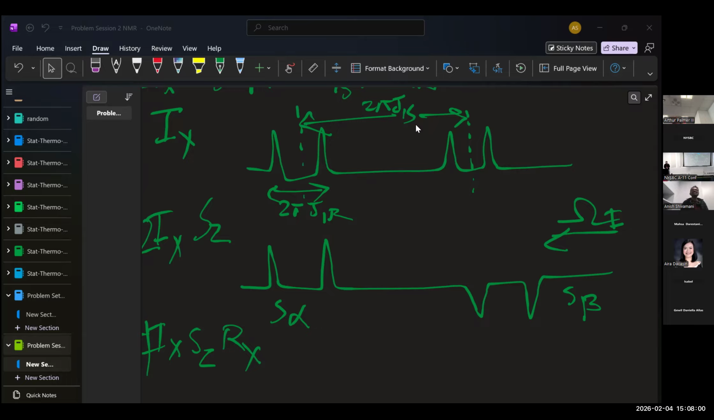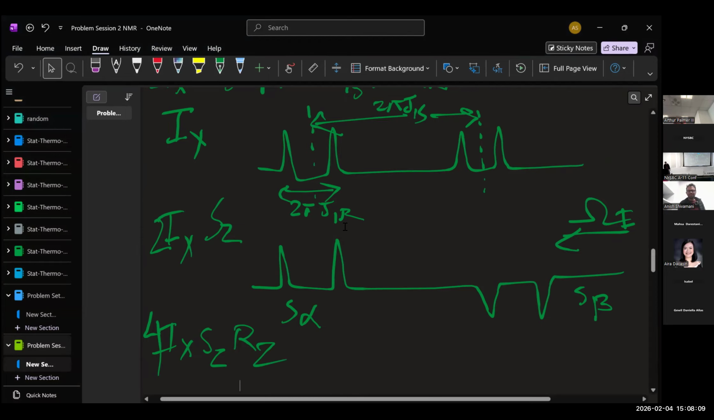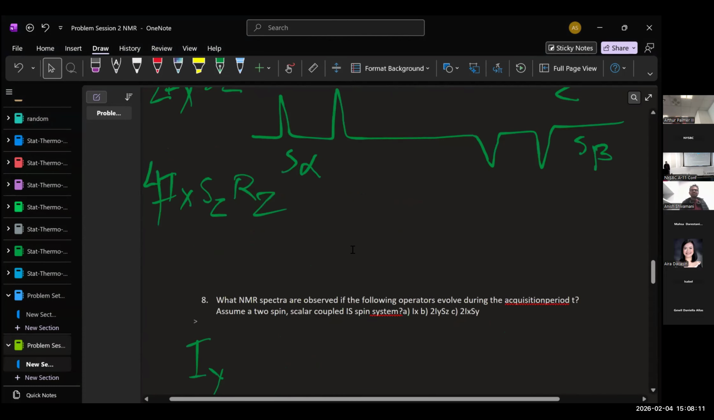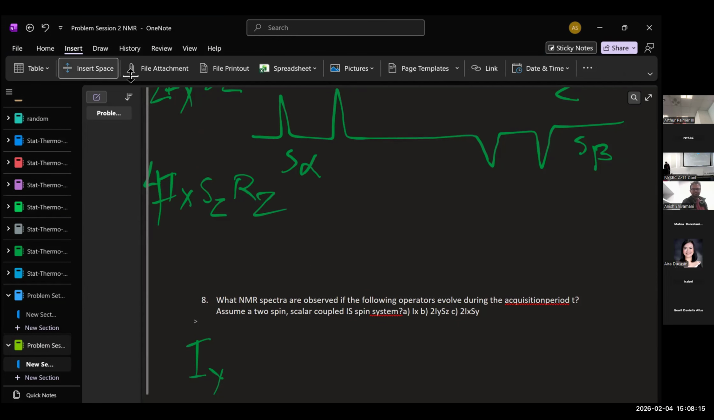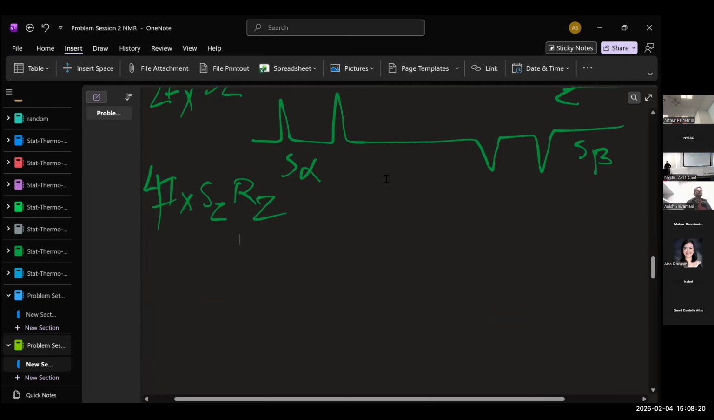All right, so the next one, is that an RX or an RZ? There again with my typos. RZ. Okay, IXSZ. So again, if we start with the big coupling, what do you expect? In phase or antiphase? Antiphase.